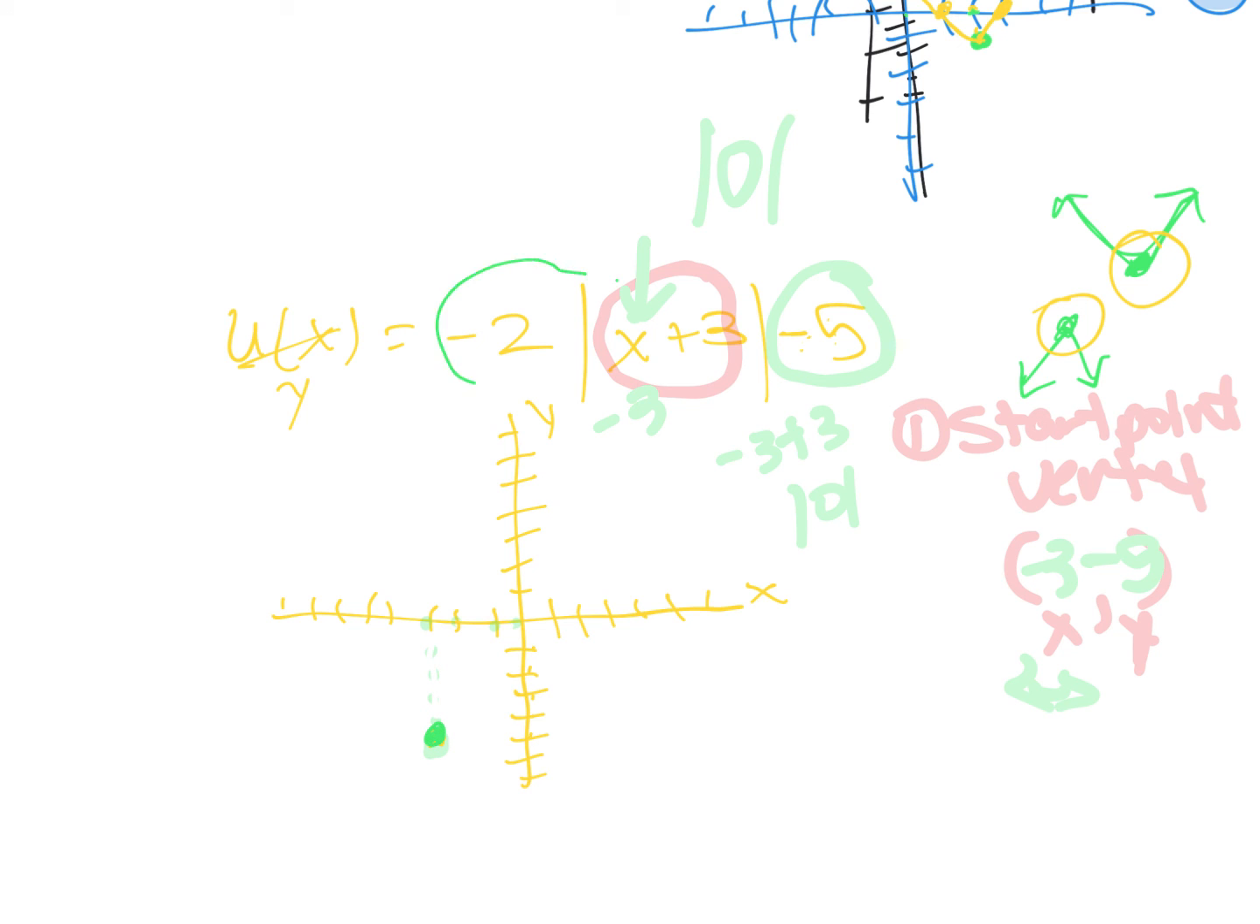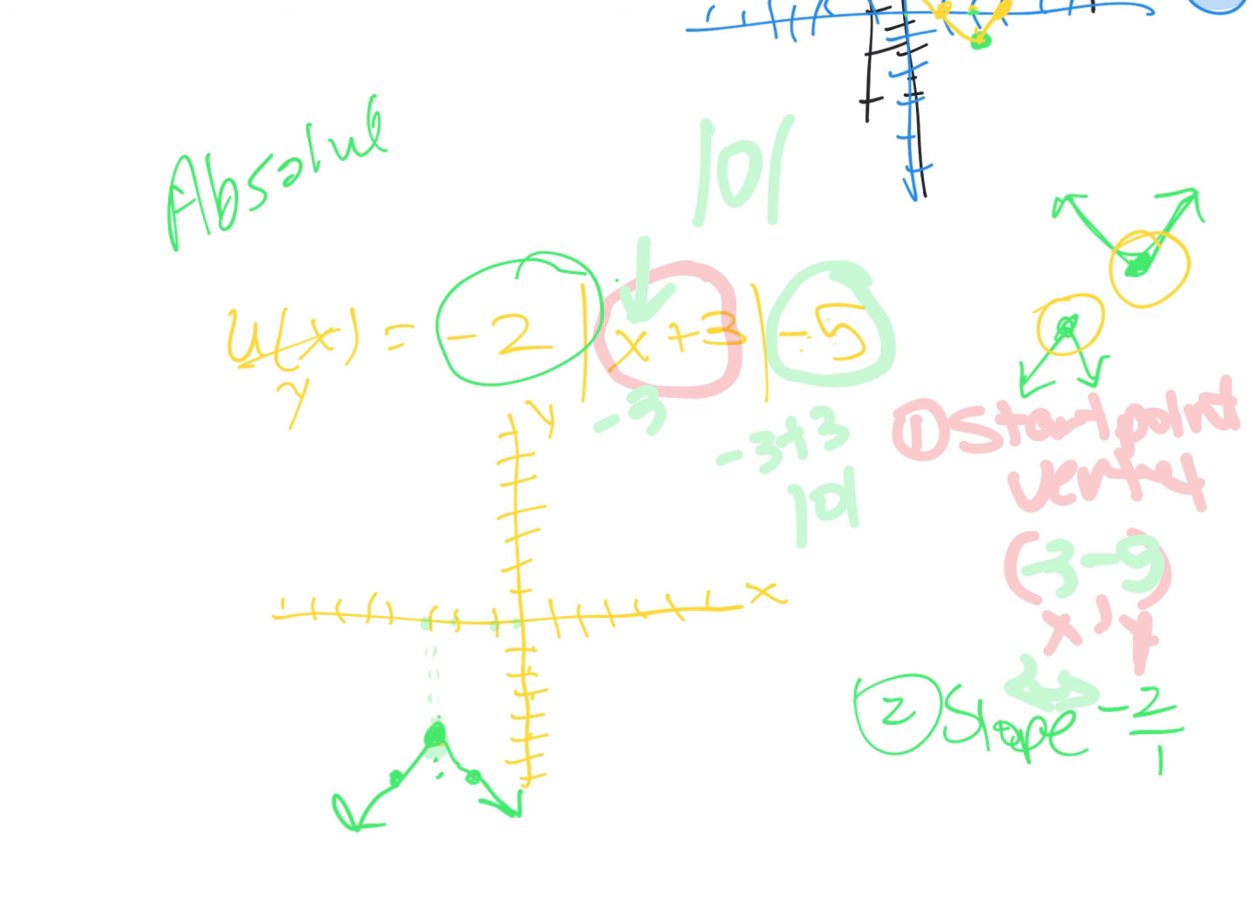So now I have to look at my slope. That's step 2. Your slope is -2 over 1. So I'm going to go down 2, 1, 2, and over 1. And I'm going to draw my ray. Then I have to mirror it on the other side because it's absolute value. And there is your absolute value graph. Remember, absolute value.